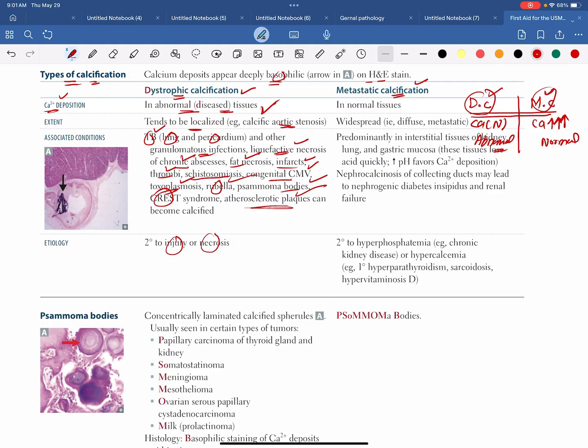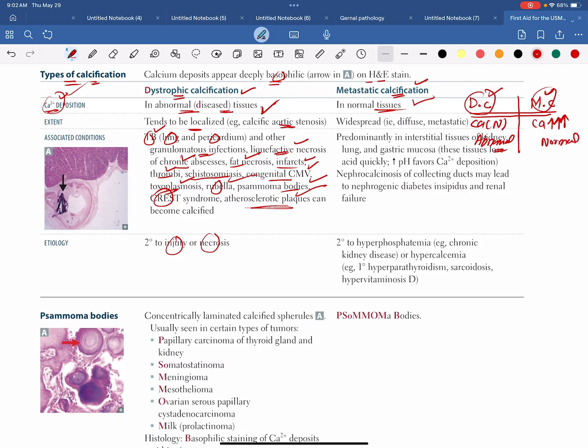Then after that we have the metastatic calcification. Basically in this, the calcium is deposited in normal tissue. Your serum calcium is more, but the tissues are normal. And again in this, the calcium is deposited in a widespread, diffuse fashion. That is not specific, that is not localized. So please keep this in mind. In the metastatic calcification, the calcification is widespread. It involves multiple systems, it involves multiple tissues.